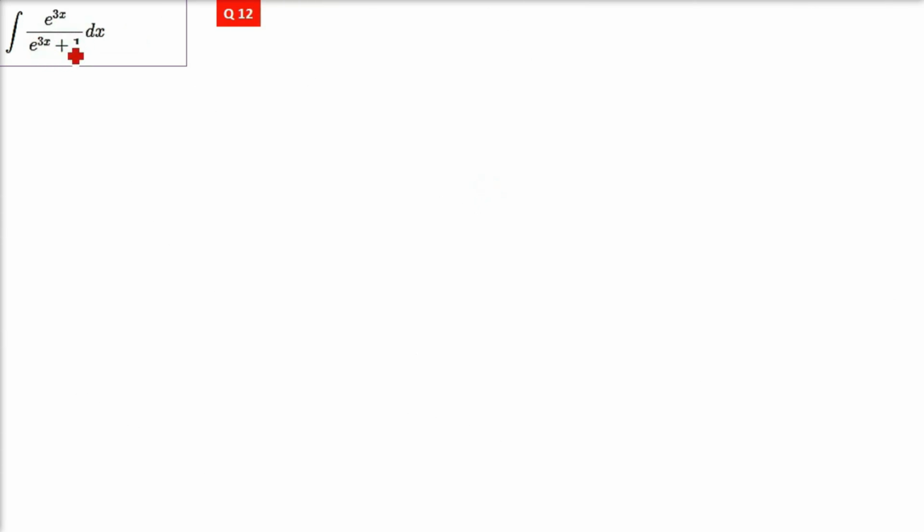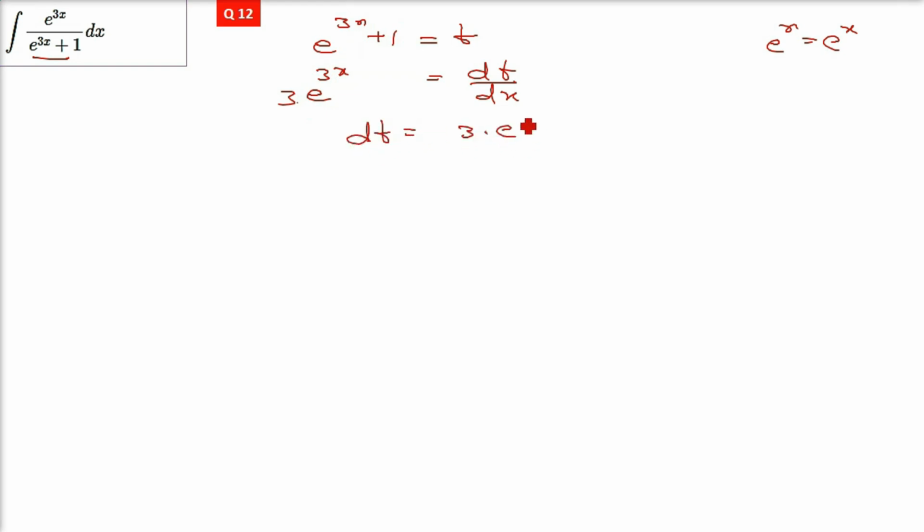Now this one, e raised 3x by e raised 3x plus 1. We know that the integration of e raised x is e raised x only. Now the trick is we always take the denominator as t, differentiate it and try to get the numerator out of it. For example, if you take t as e raised 3x plus 1, which is the denominator here, when you differentiate it, dt by dx, what are you going to get? e raised 3x will be e raised 3x only. And the differentiation of plus 1 will be 0. And the differentiation of 3x also has to be done, and that 3 has to be written. So dt becomes 3 into e raised 3x dx.